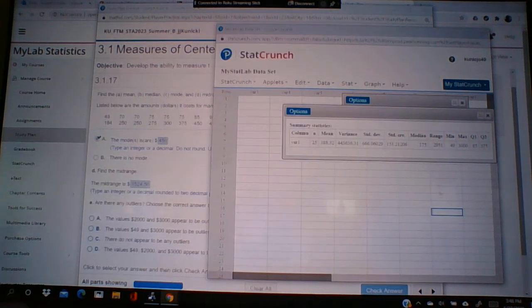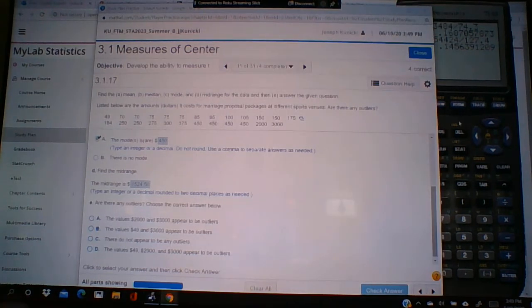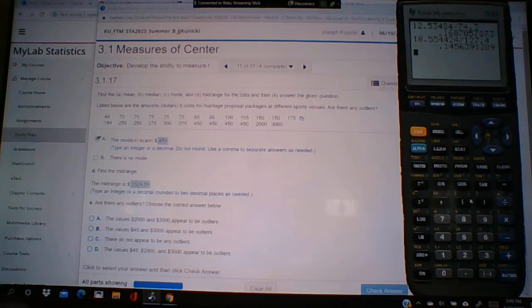But the mid-range is also, it's not one of the stats. I have to compute it. So if you didn't see me compute it, I did it in my head. What I did was I added the high, which was 3,000, the low, which is 49. So if I add those two, I get 3,000 plus 49 divided by 2. That's how I got my answer, 1524.50.